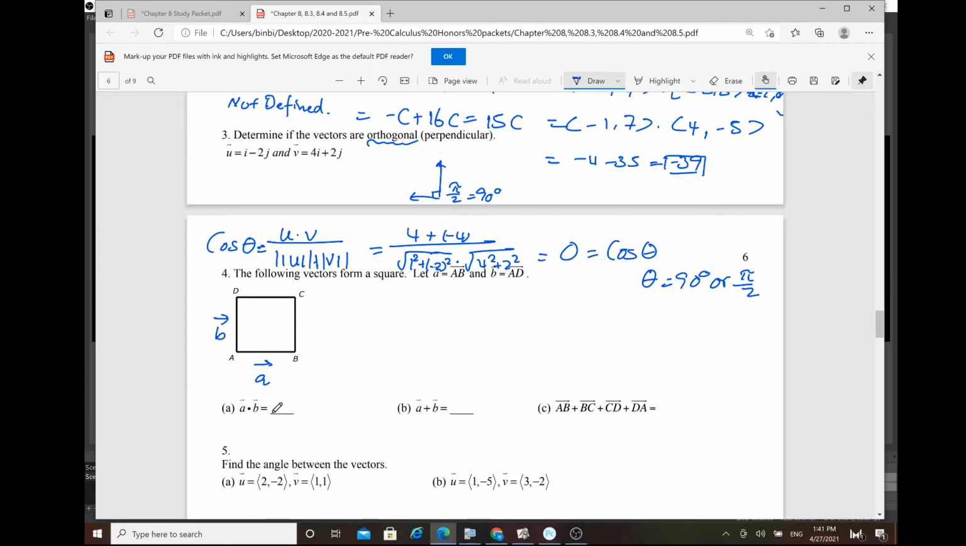Okay, so A dot B. Obviously, if that's perpendicular, that means it's going to be 0 for the result. That's what we did for the previous one. And then vector A plus vector B. So what's vector A plus vector B? From the initial to the final position, like the one that we did for the previous one. So it's going to be a new vector. What is that? It's the vector AC.